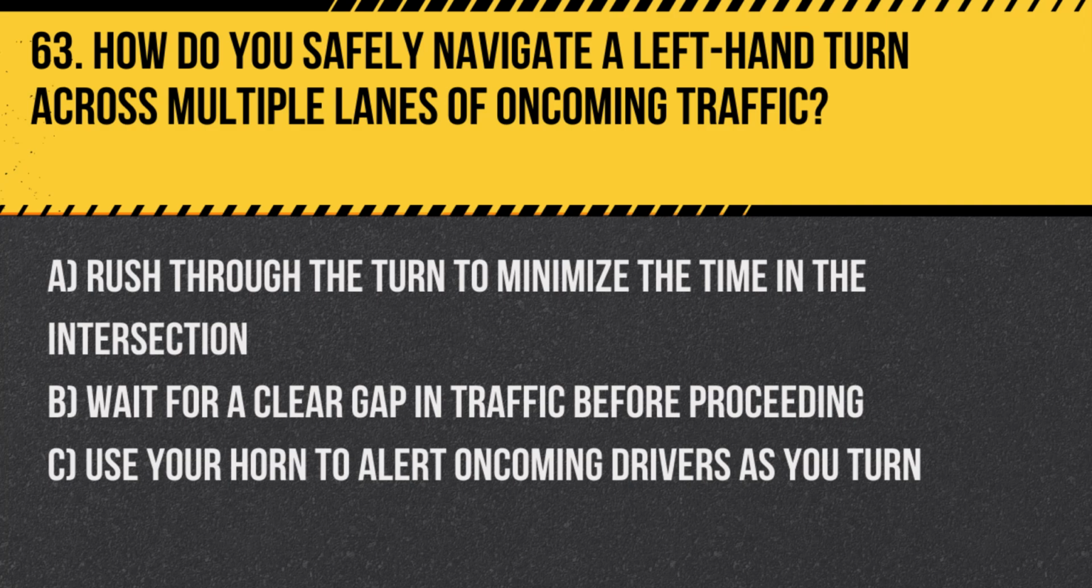Question 63. How do you safely navigate a left-hand turn across multiple lanes of oncoming traffic? A. Rush through the turn to minimize the time in the intersection. B. Wait for a clear gap in traffic before proceeding. C. Use your horn to alert oncoming drivers as you turn. Answer B. Wait for a clear gap in traffic before proceeding. Making a safe turn involves ensuring there is sufficient space to complete the turn without disrupting oncoming traffic.